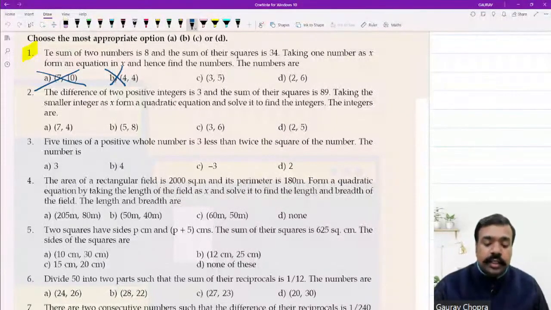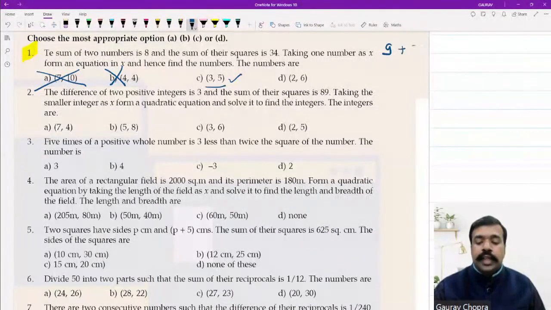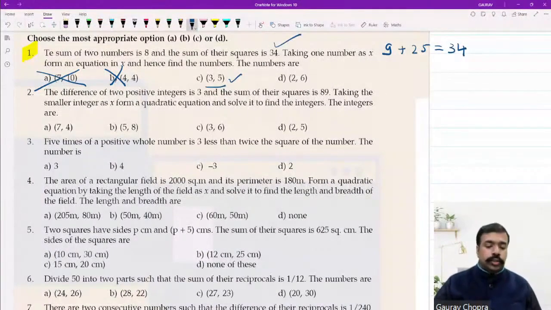Let us check. 3 plus 5 is equal to 8. First condition is satisfied. Second one is the square. 3 square is 9 and 5 square is 25. Total is 34. Hence, both the conditions are proved. Option number C is correct.